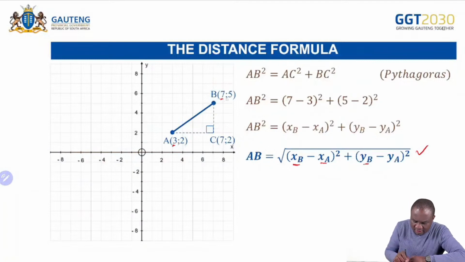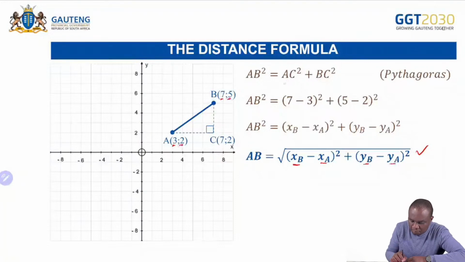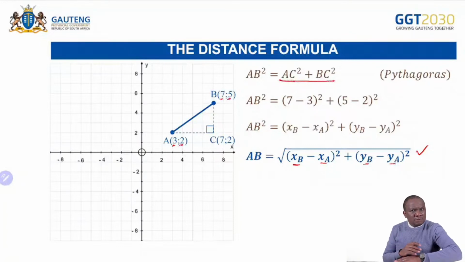YB, that's the y coordinate of B. And then YA, that is the y coordinate of A. Do you see that we are not using the coordinates of C? We are using the coordinates of A and B only. How do we do that? Because from the Pythagoras theorem, it should be AC squared plus BC squared. So it means the coordinates of C must be involved somehow.